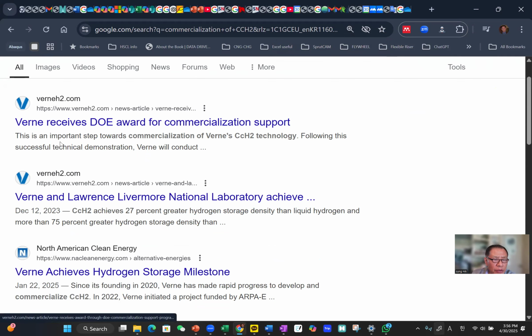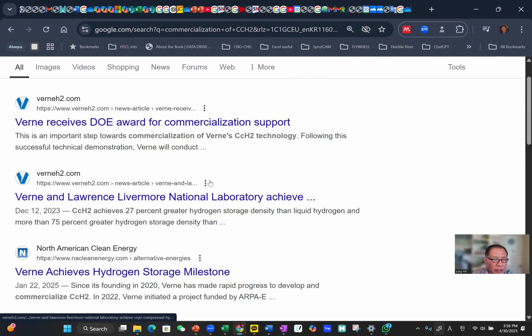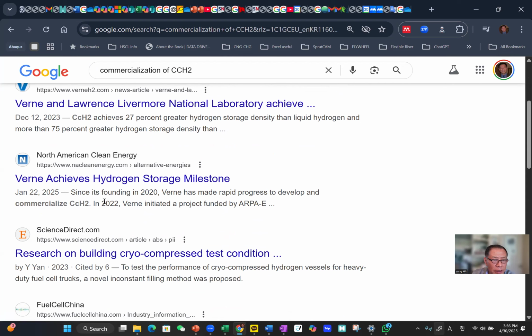I don't know when they announced, but here, 2023, about 1.5 years ago, Bonnet and Lawrence Livermore. Lawrence Livermore is one of the famous national labs in the United States. They received some funding to further increase this. And there is another announcement early this year, where Bonnet achieved a hydrogen storage milestone, and the company, founded in 2020, has made rapid progress to develop and commercialize the CCH2.